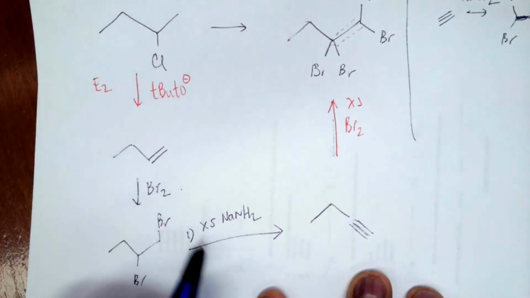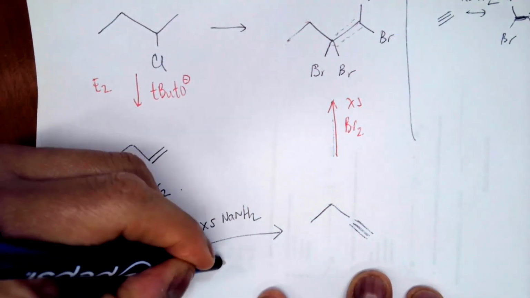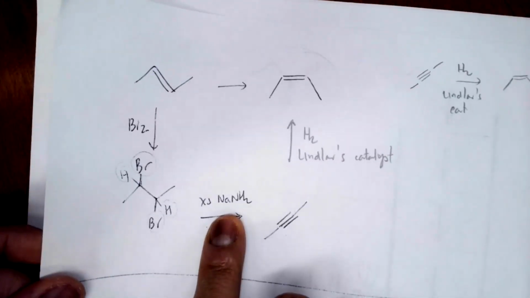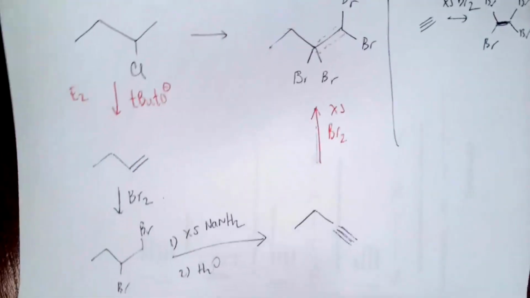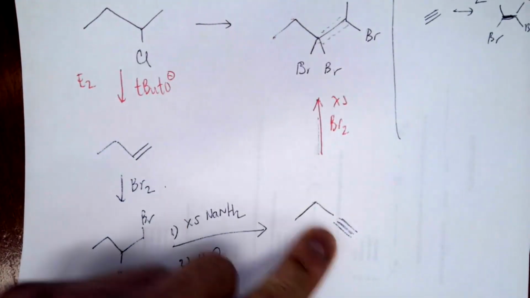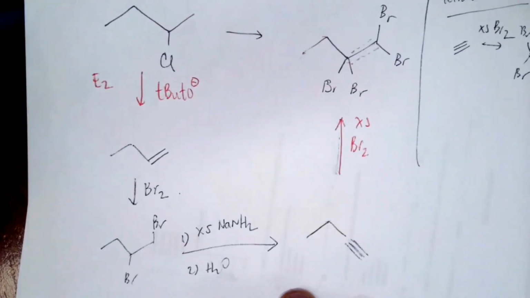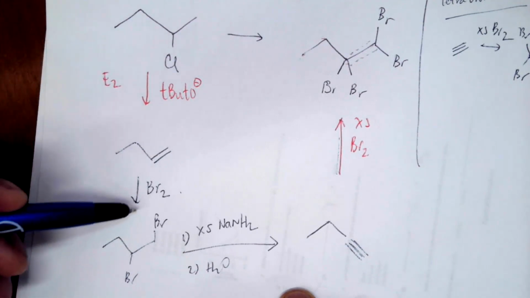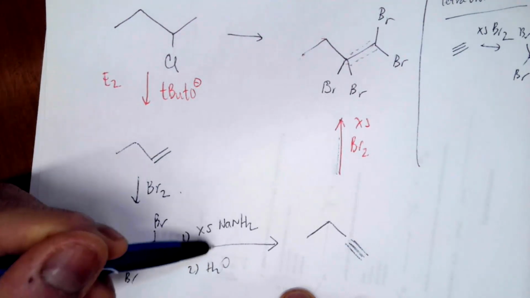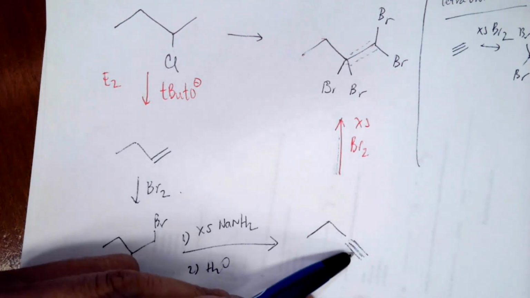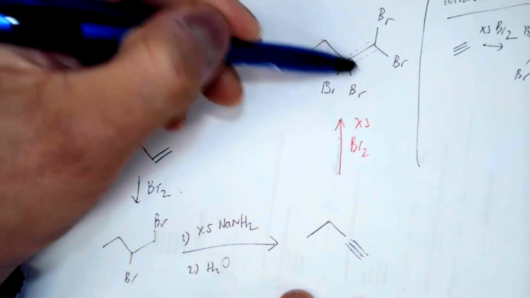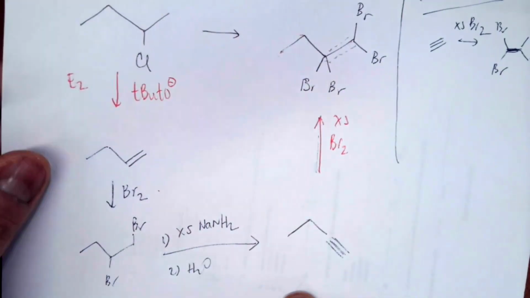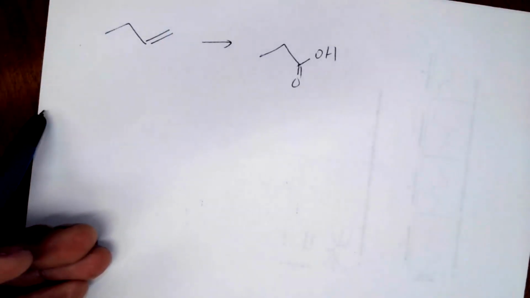So step 1, excess sodium amide. Step 2, water. Now I do need it. Here, I didn't need it because it was an internal alkyne. But here, I need it because I have a terminal alkyne. Okay, so if I have this compound, tert-butoxide will give me the Hofmann alkene. Then I do bromination, and then I do the excess amide in water, and then I get the alkyne. The alkyne, I do excess bromine, and I get the tetrabrominated compound. Good. We'll have more examples of that later.